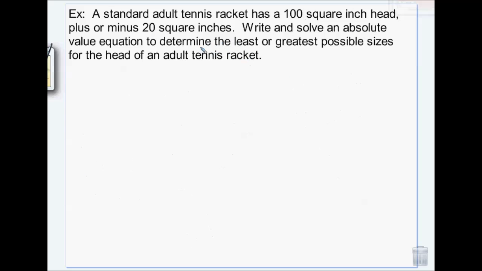I'm going to show you how to do this the algebraic way using an absolute value equation, and then I'm going to show you how to do it the easy way. Okay, so a standard adult tennis racket has a 100 square inch head plus or minus 20 square inches. So we're going to write and solve an absolute value equation to determine the least or greatest possible sizes of the head of an adult tennis racket. So we have plus or minus 20 inches.